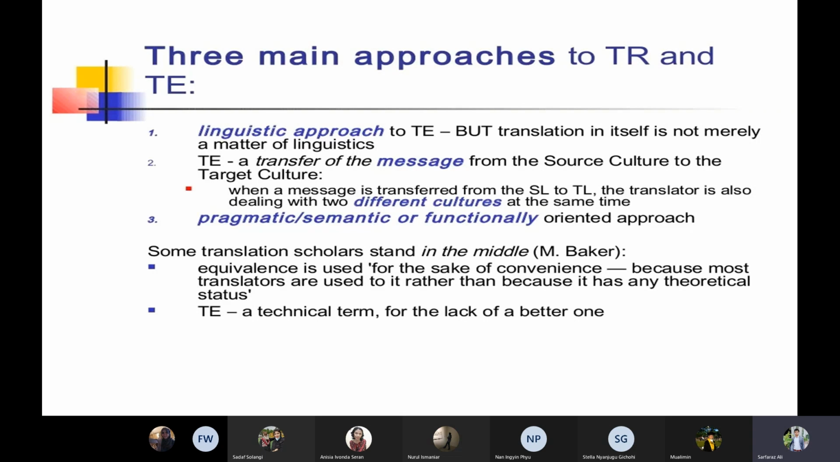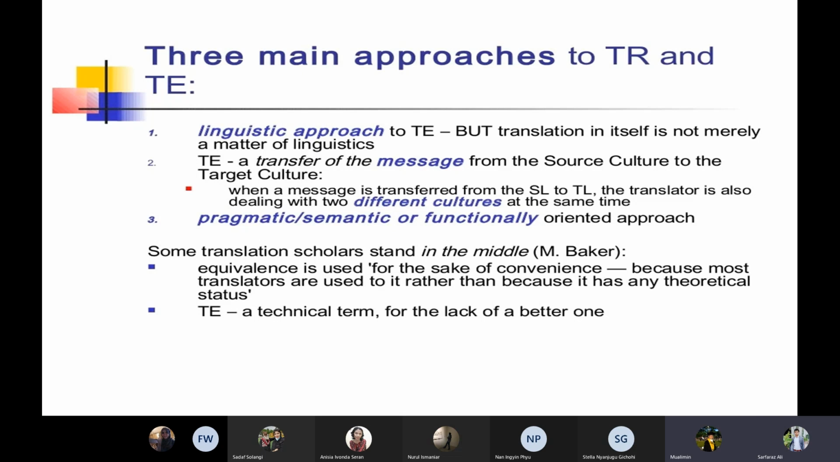In it, translation in itself is not merely a matter of linguistics. So when the scholars, translators or interpreters translate in this approach, they do not discuss linguistics. In the second approach, the scholars and translators do not give it a name, but they give the sense of it. They mention a transfer of message from the source culture to the target culture. In it, there must be an effect or link between the source culture and target culture. If there is not, then we cannot call it the second approach.